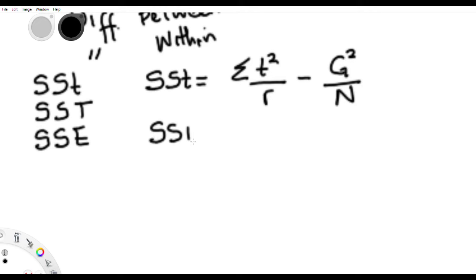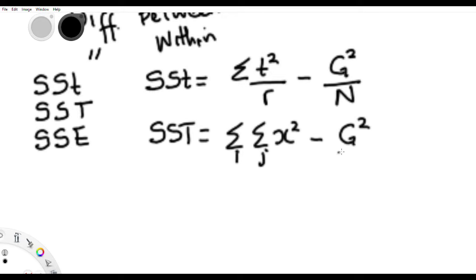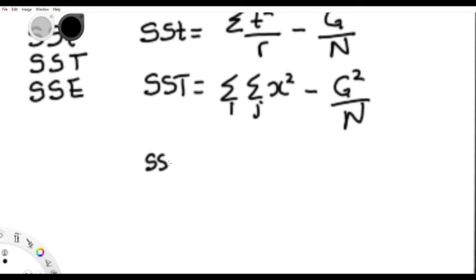Now sum of square total equals the summation of each and every one of the variables, along the row and column. Sum the square of all the variables, then still minus the grand total squared over n. And sum of square error will then be sum of square total minus sum of square treatment. So these things, we need to know them first.